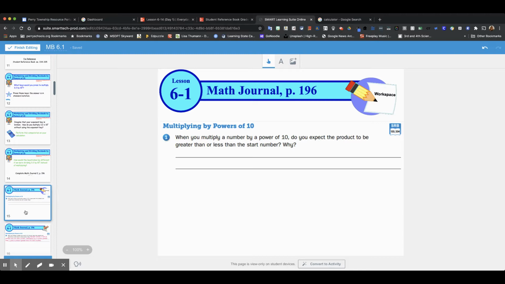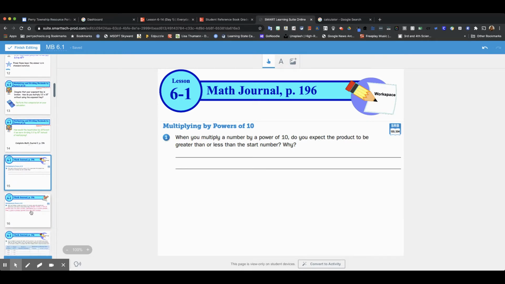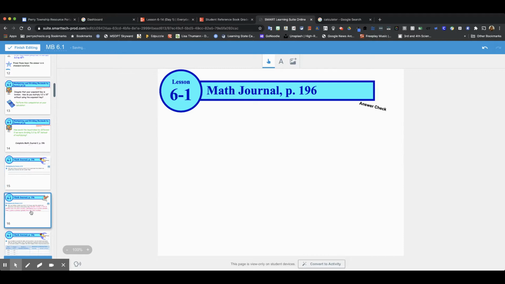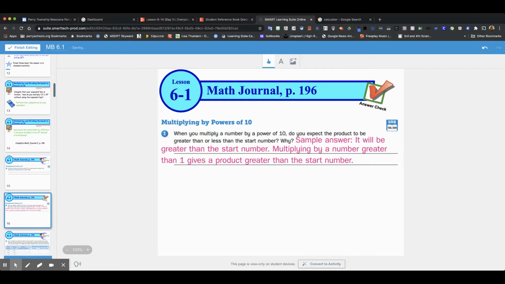Let's think about that answer. When you multiply by a power of 10, hopefully you said it will be greater. It will be larger than the start number, because when we are multiplying by a number greater than 1, it gives a product greater than the start number.